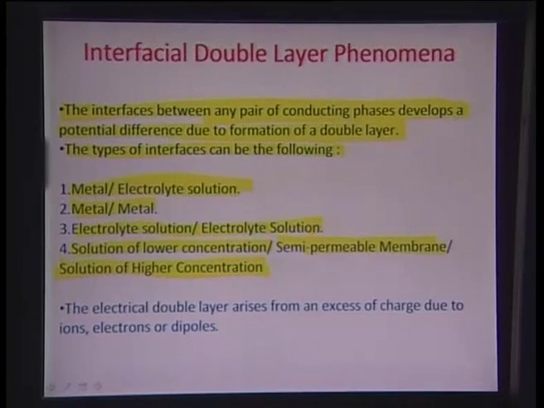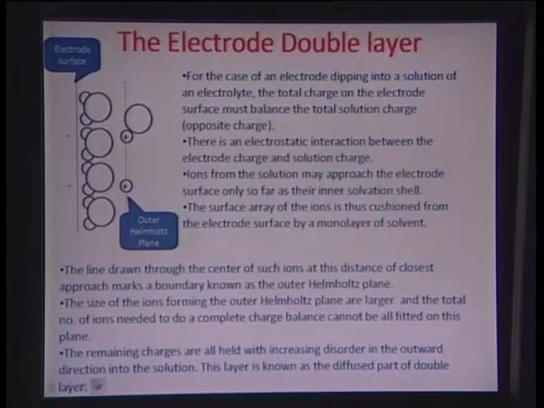Okay. So, the electric double layer arises from an excess of charge due to ions, electrons or dipoles. This is represented visually by this figure here. Essentially this is representing an electrode and its behavior with respect to the solution adjacent to it. Let us suppose that this electrode surface has a tendency of getting a negative charge. If you remember, zinc leaves the metal surface into the solution and becomes a zinc ion, thus leaving electrons on the surface of this electrode.